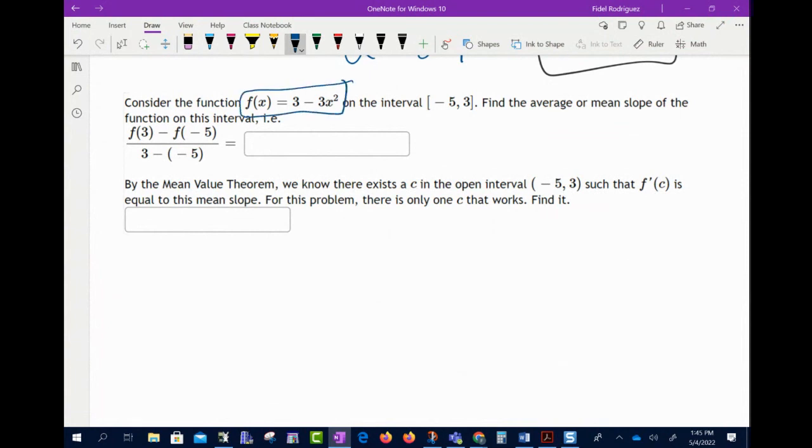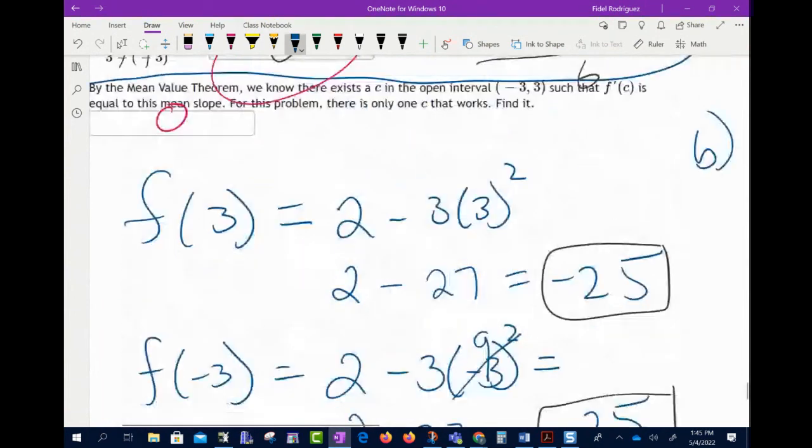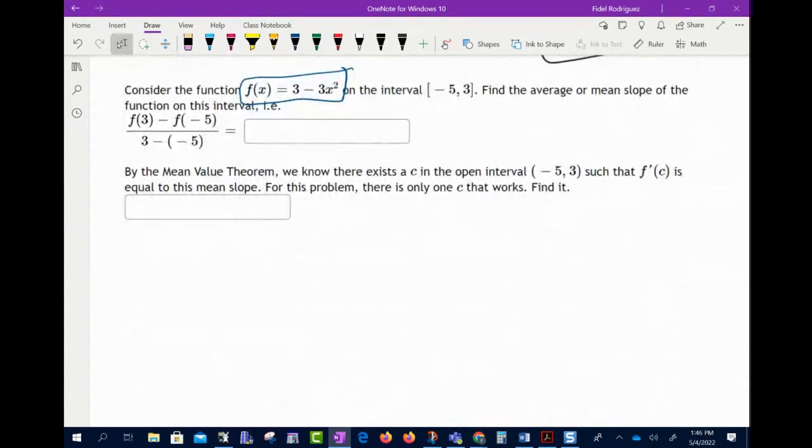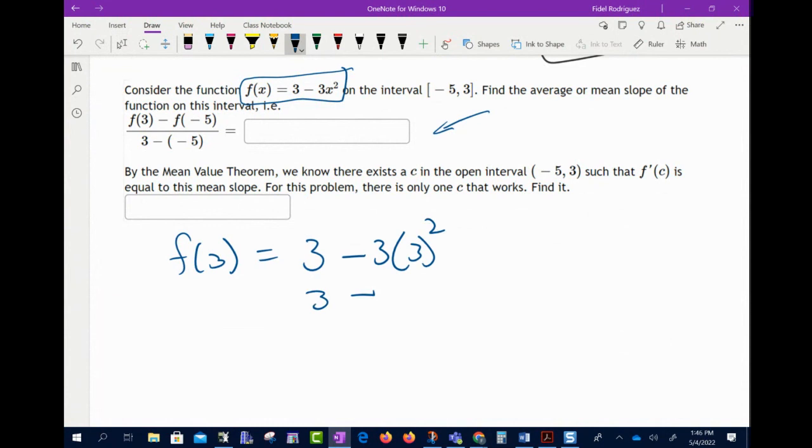Look what we have here. We have f of x equals 3 minus 3x squared. It's a little different, this was a 2 minus 3x squared. But I want to show you this one because my answer here is probably not going to be equal to 0. So we're going to find f of 3. So 3 minus 3 times 3 squared. 3 squared is 9, 9 times 3 is 27. That's negative 25. Now let's find f of negative 5.